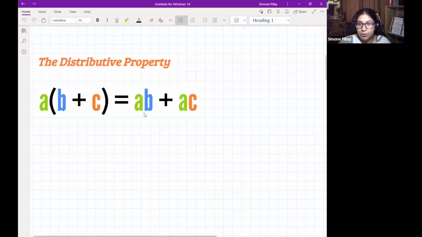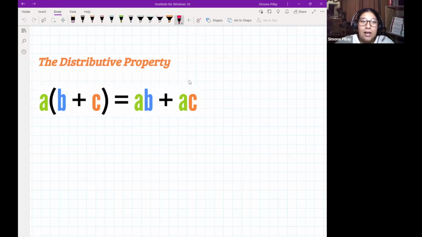When we do distribution, this is what we mean. When we have a number outside of brackets, as you can see here, so we have A outside of the brackets, which include B plus C. What happens when we apply our distributive property is we multiply this number on the outside into every single term inside my brackets.